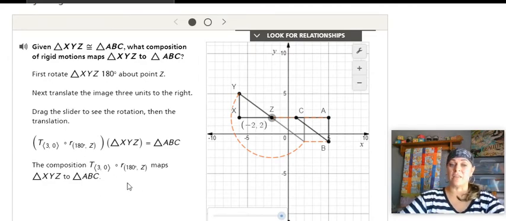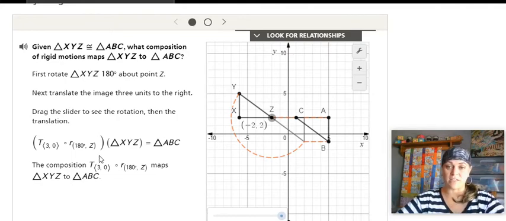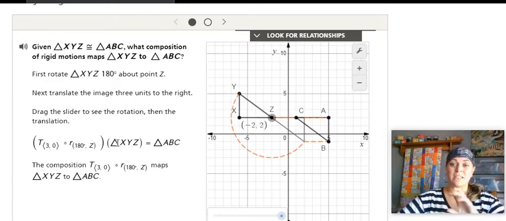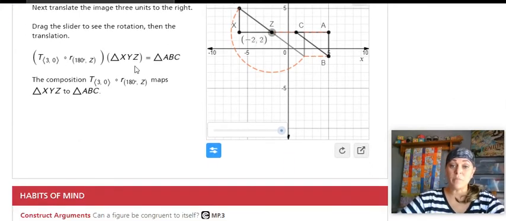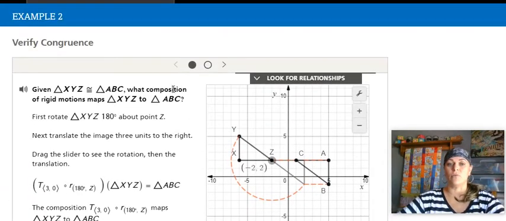So this is the order they used. They used rotation first and then translation. So you could potentially be totally correct on your composition of transformations as long as it maps the original, or the pre-image, onto the image. So that's what the book did. Just don't stress about it. The order could be different.